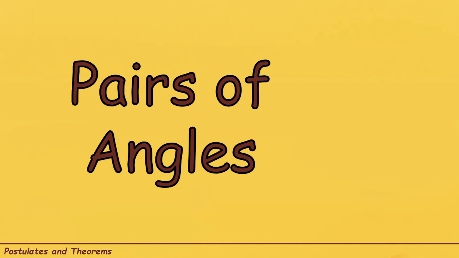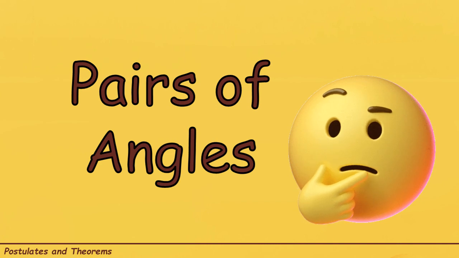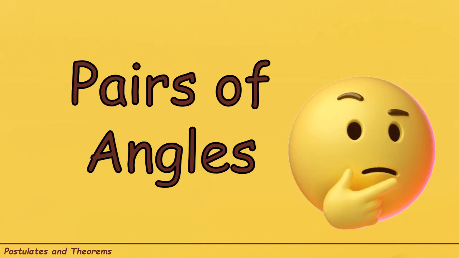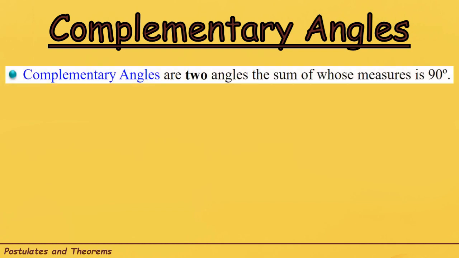Now, let's proceed to the pairs of angles. Okay, so let's start with the first pair of angles. The first pair of angles is known as complementary angles. Complementary angles are two angles the sum of whose measures is 90 degrees.